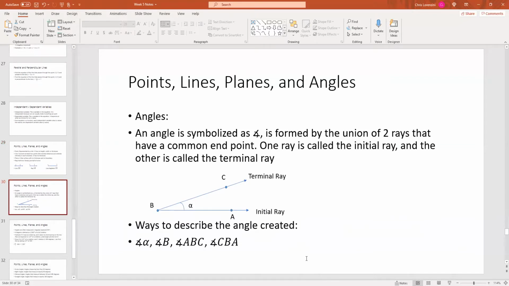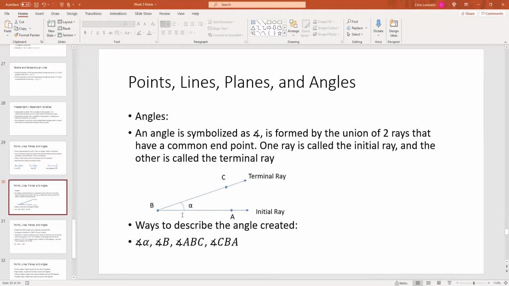We'll talk a little bit about angles. So what's an angle? An angle, which is symbolized using that little symbol right there, is formed by the union of two rays that have a common endpoint. So I have a common endpoint B. I have a ray that goes from A to B or B to A. I have a ray that goes from B to C.